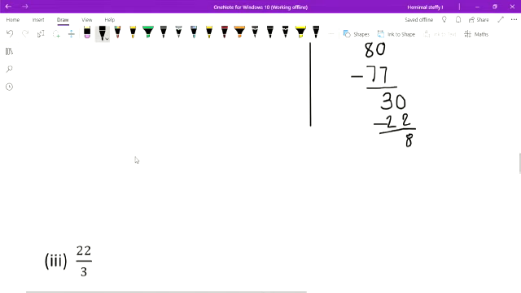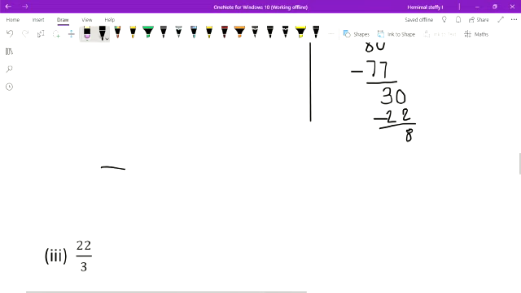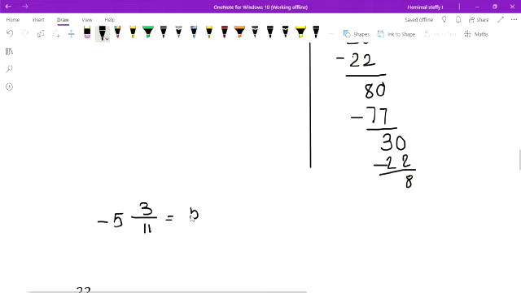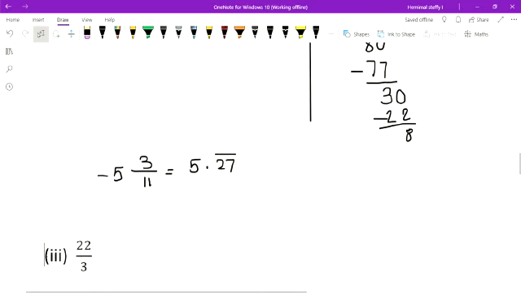So what is the answer here? 5 3 by 11. I have the answer equal to 5.27 bar, because 2 7 again repeated. So I'll stop here. This is the method to represent it.